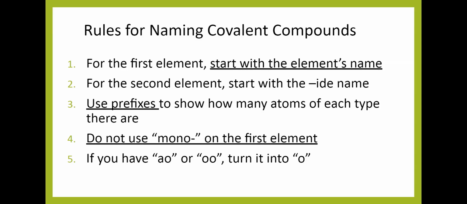We do not use mono on the first element. So if we have one of that element, we just write the element name. If we have two or more of that first element, then we do need to go ahead and use the prefix. And also, if we have any cases where AO or OO come together with using the prefix and the element name, we're going to replace it with just the letter O.